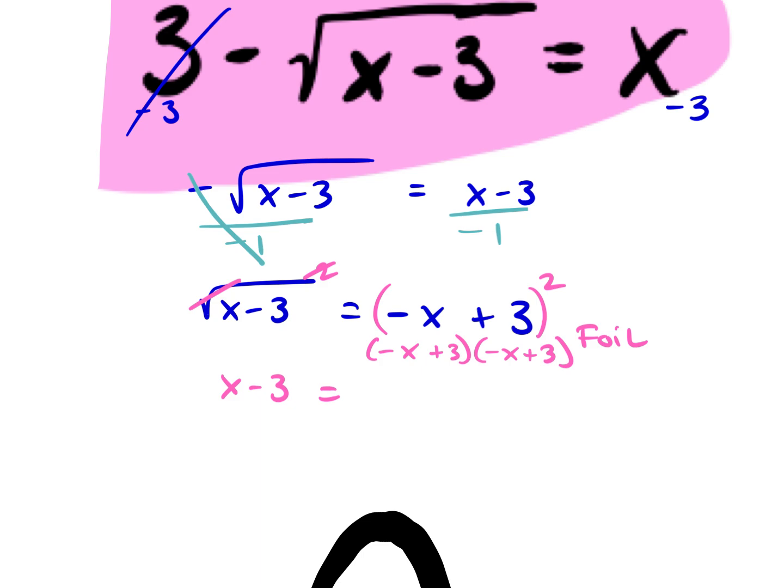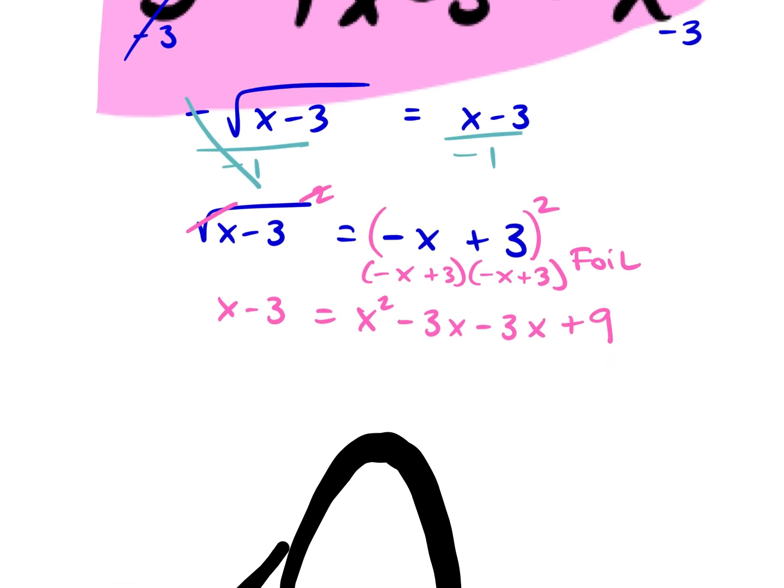What's negative x times negative x? X squared. Negative x times 3 would be negative 3x. 3 times negative x is negative 3x. And 3 times 3? 9. We can combine our like terms. So x minus 3 equals x squared minus 6x plus 9.